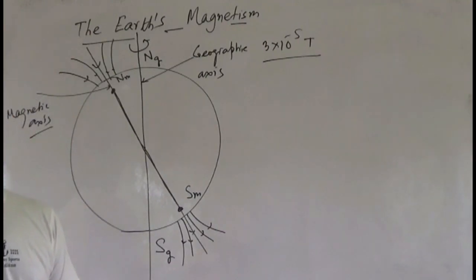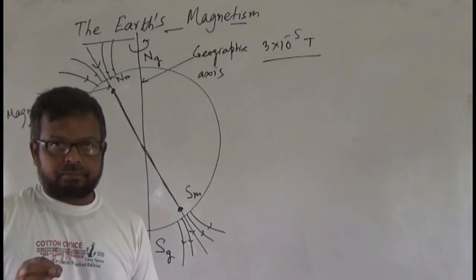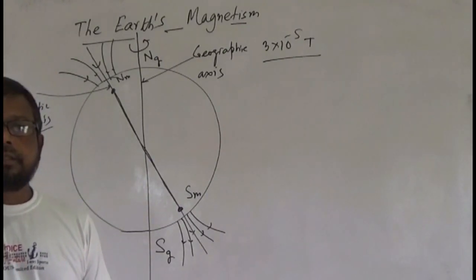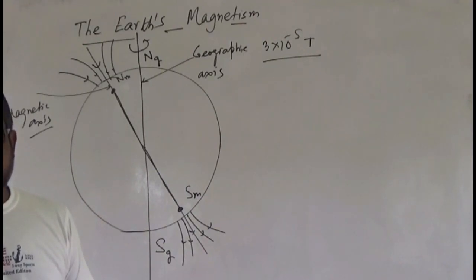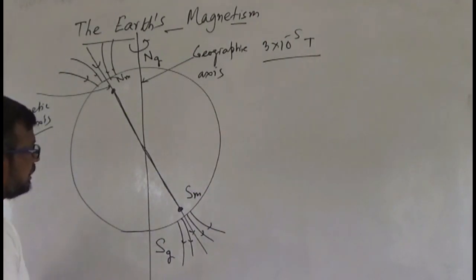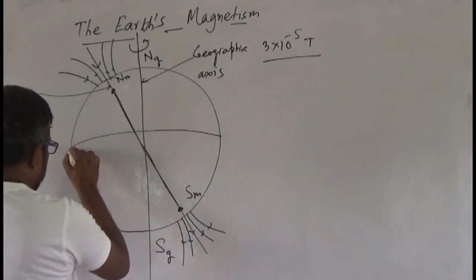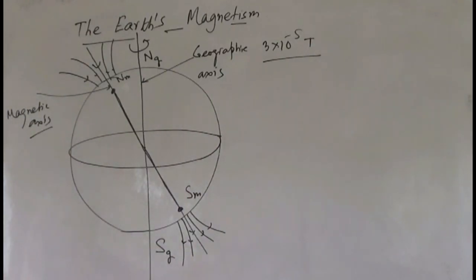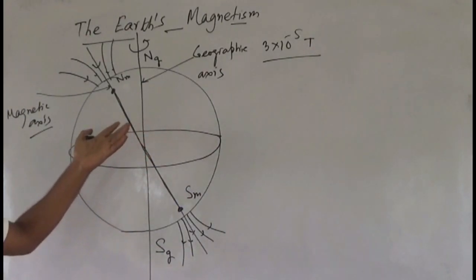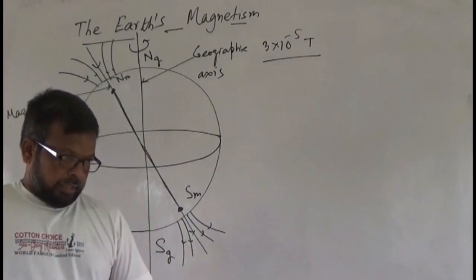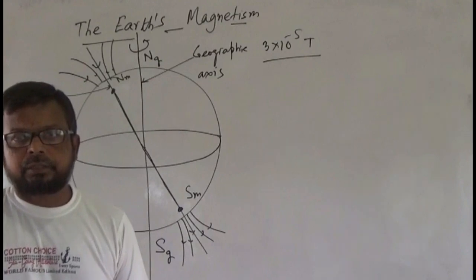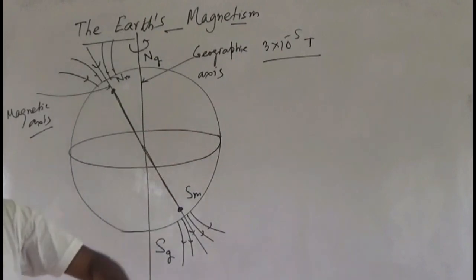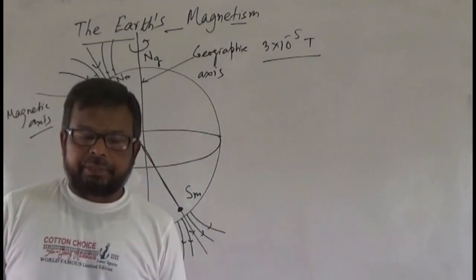Now, what is the geographic meridian? It is a vertical plane which passes through the geographic axis. That means this is one plane. Actually, you get many planes. At different places you have the geographic plane or geographic meridian. Now, this is one. What is the magnetic meridian?